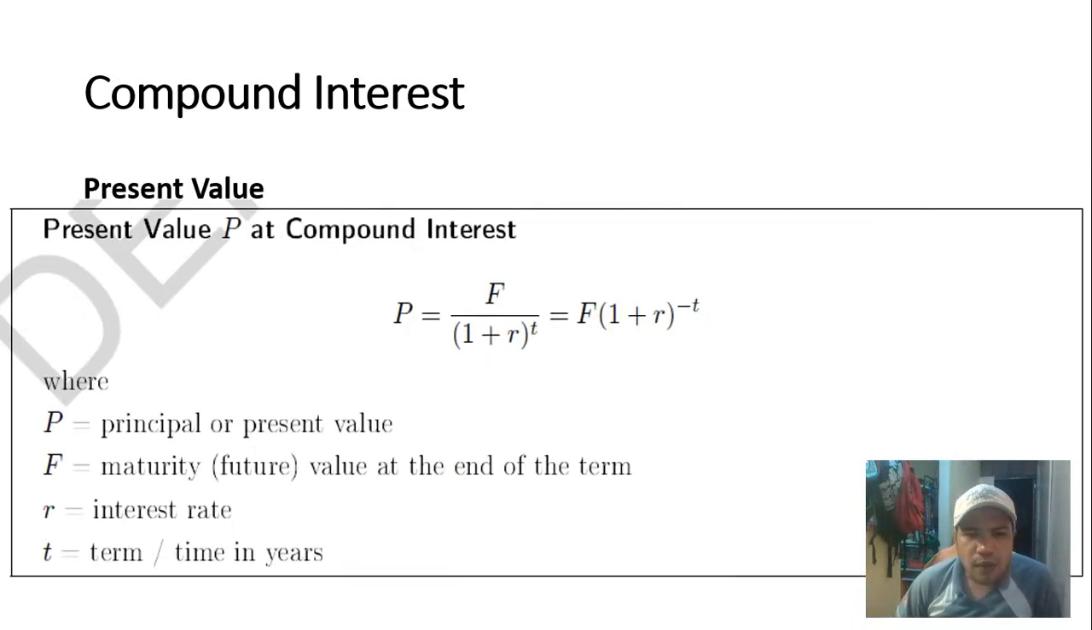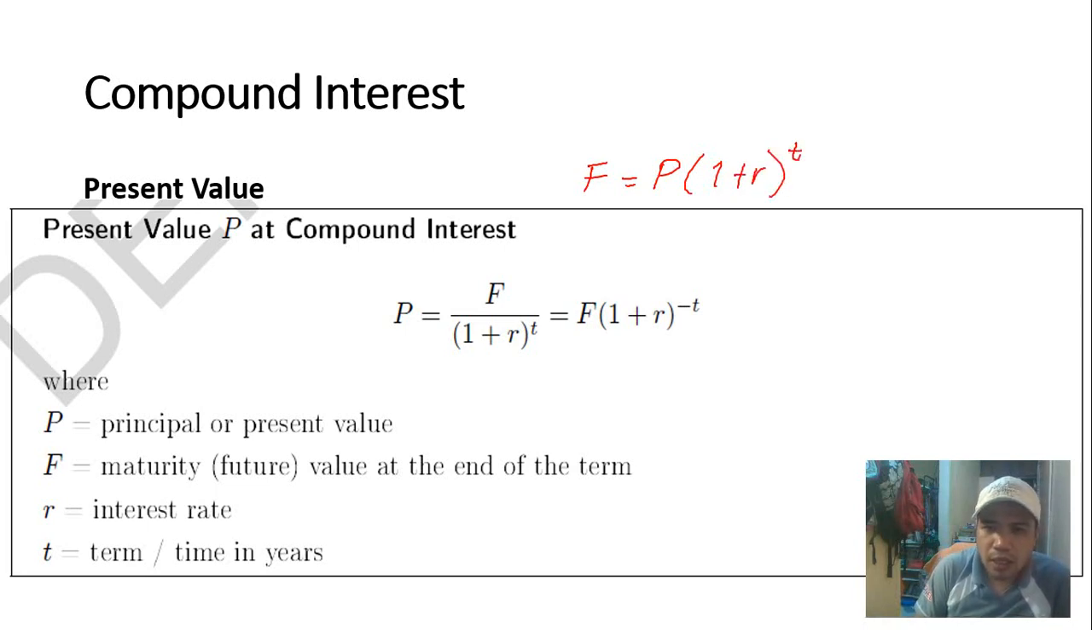Now, what if the present value is missing? Since our formula is F is equal to P times 1 plus R raised to T, we can derive P is equal to F over 1 plus R raised to T, or raised to negative T. We can use this one if you have your calculator. So principal, future value, rate, and T or term in years are still the same.